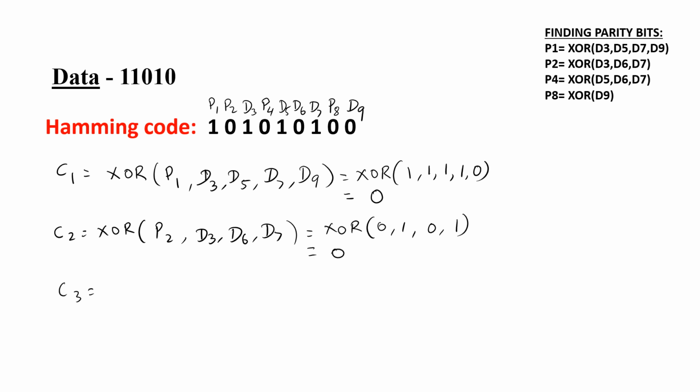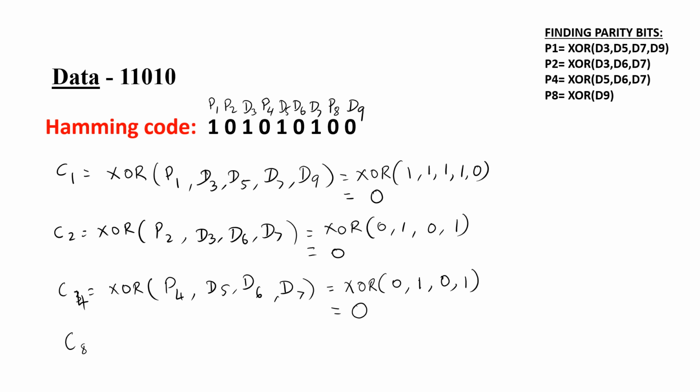Then C4. Again the XOR includes the parity bit P4, then the data bits covered by P4, which are D5, D6, D7. So that is equal to the XOR of P4 is 0, D5 is 1, D6 is 0, D7 is 1. So an even number of 1s, so the output is 0.